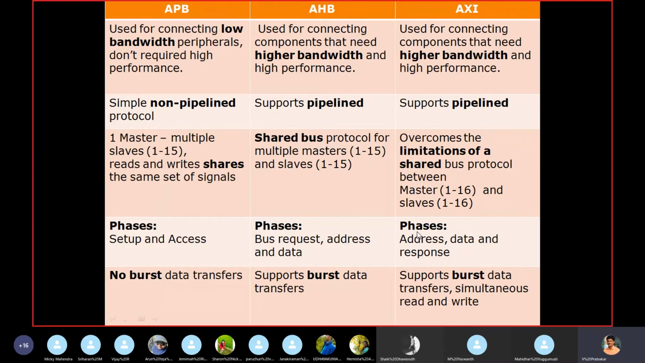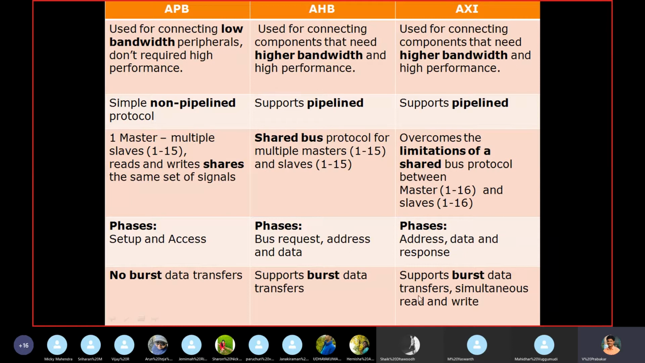Here in AXI, it is happening in three phases: address, data, and response. Here in APB, we don't have burst data transfer. Burst transfer means a high-speed data transfer happens sequentially. If you send the address once, continuously you can send the data, a sequence of bytes of data. So here we don't have a burst transfer, and AHB and AXI support burst transfer.